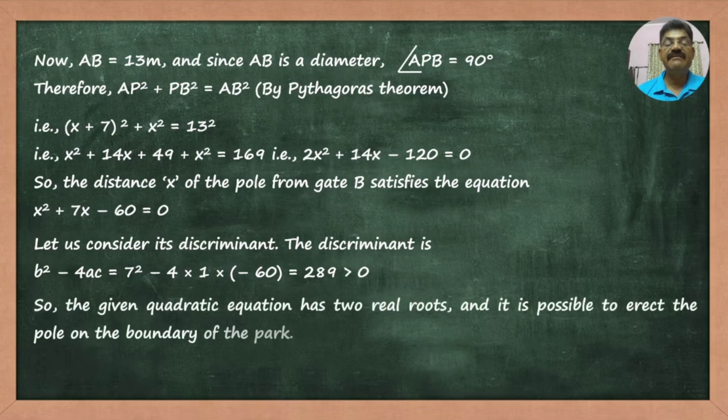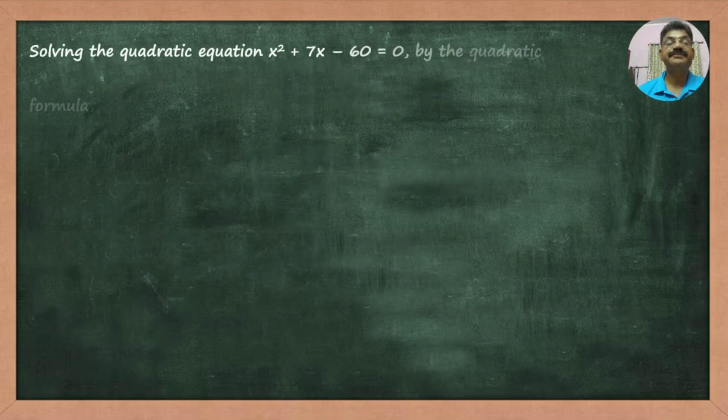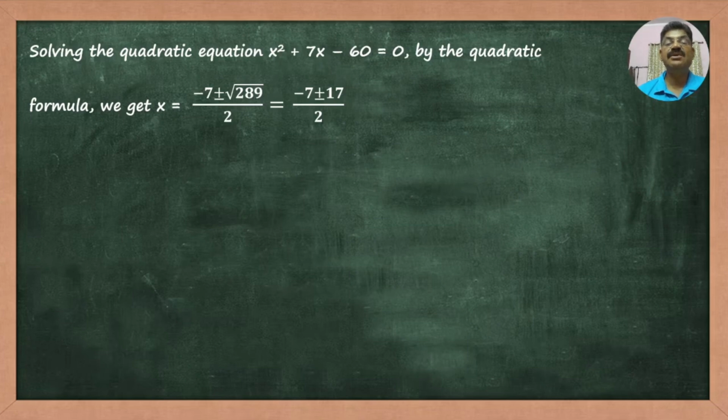Therefore, the given quadratic equation has two real roots and it is possible to erect the pole on the boundary of the park. Solving the quadratic equation x² + 7x − 60 = 0 by the quadratic formula, we get x = (−7 ± √289)/2. Therefore, it is equal to (−7 ± 17)/2. So, when you reduce it, you get either x = 5 or x = −12.